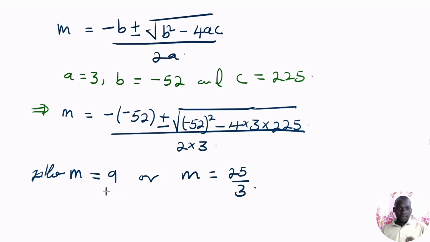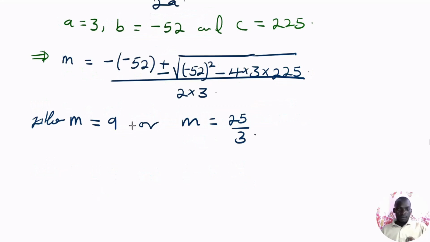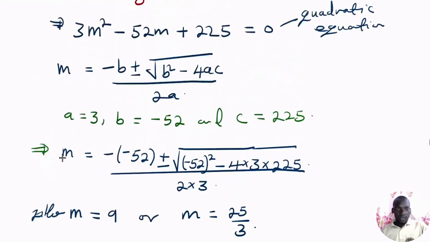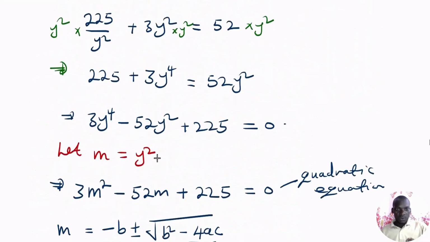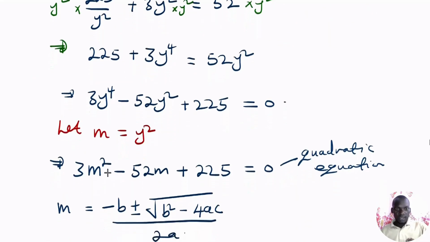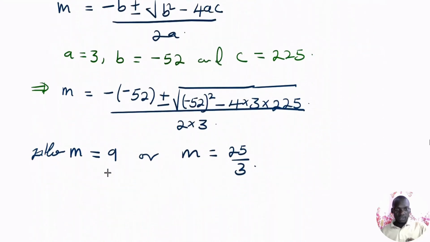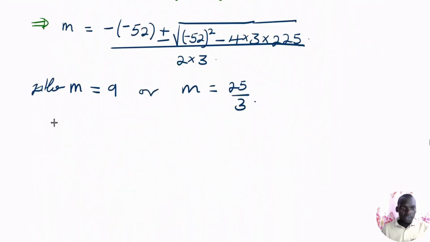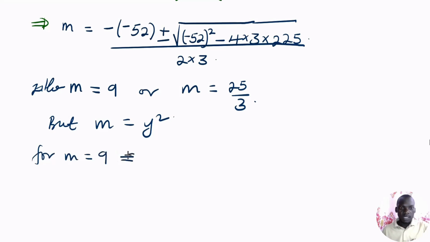So now from this step, we have got the value of m. Remember, in the question there is no m, we just let it. Therefore, we can cross-check. We say that m equals y squared. So now let's find the value of y. After all, we have got the value of m. So from here, our m equals y squared, implying that for m equaling 9, it means that our y squared equals 9.